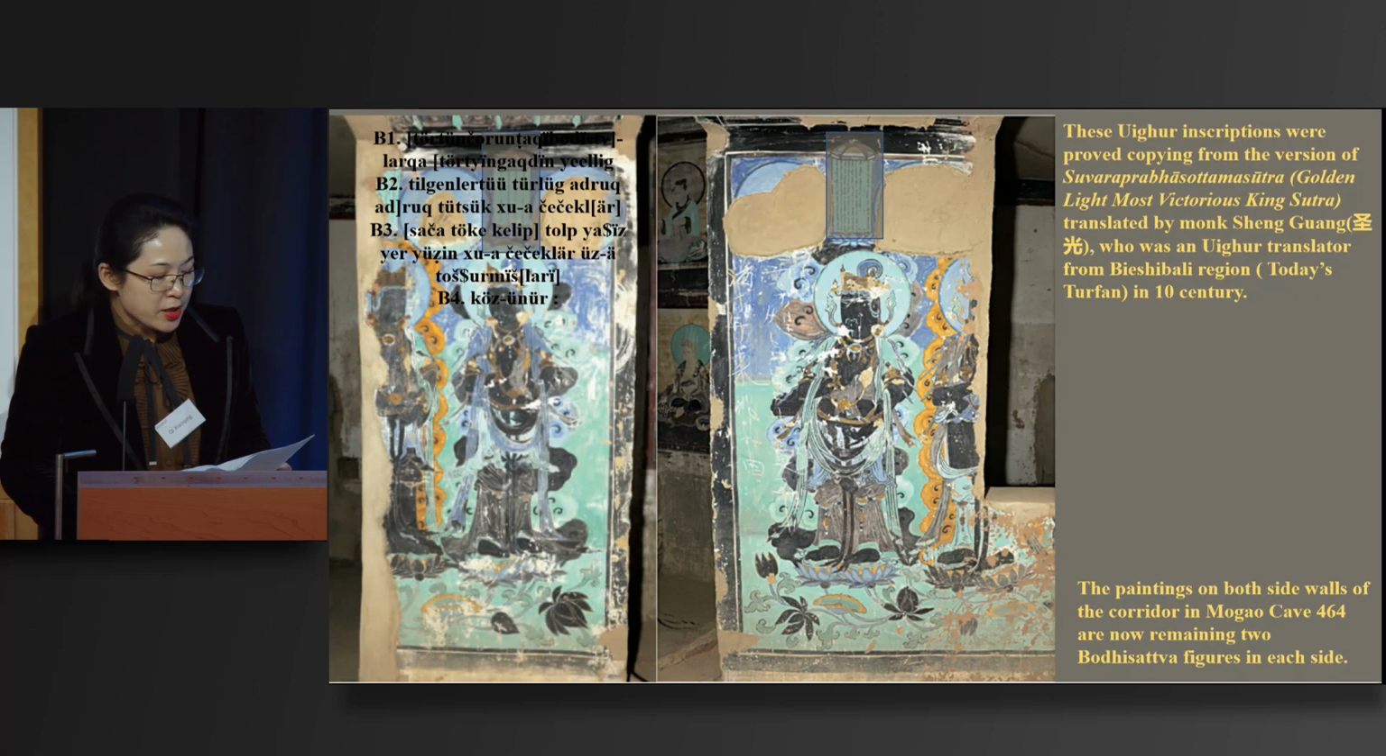The Uyghur inscriptions were also proved to be copied from the version of the Golden Light Most Victorious King Sutra, translated by the monk Sheng Guang, who was an Uyghur translator from the Beshbaliq region, which is today's Turfan region, in the 10th century. The Golden Light Most Victorious King Sutra also belonged to the same belief system, and it was well known in both Dunhuang and Turfan regions in the Yuan Dynasty.